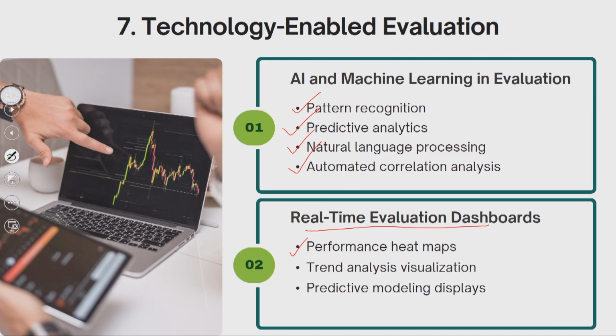We also see that there is a possibility of trend analysis visualization under the real-time evaluation dashboards. What is this trend analysis? Trend analysis visualization provides interactive charts showing learning effectiveness patterns over time, seasonal variations, and the impact of specific interventions. So leaders can identify optimal timing for different types of learning, understand how external factors affect learning outcomes, and spot emerging trends before they become significant issues.